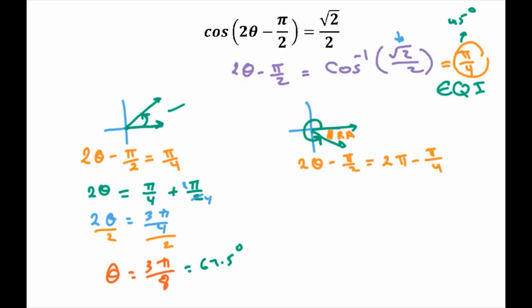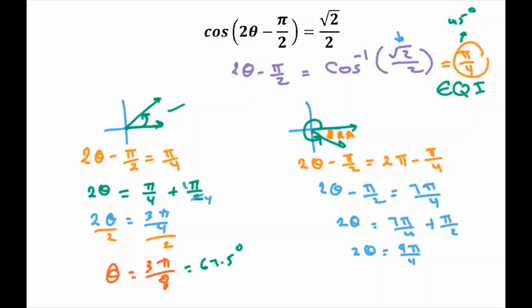Now next we'll do this one here. So 2 theta minus pi over 2 equal 7 pi over 4. Then 2 theta equals 7 pi over 4 plus pi over 2. 2 theta equal 9 pi over 4, and then you divide both sides by 2. So theta will be equal 9 pi over 8. And 9 pi over 8 is basically 202.5 degrees, which is again an angle between 0 to 2 pi.